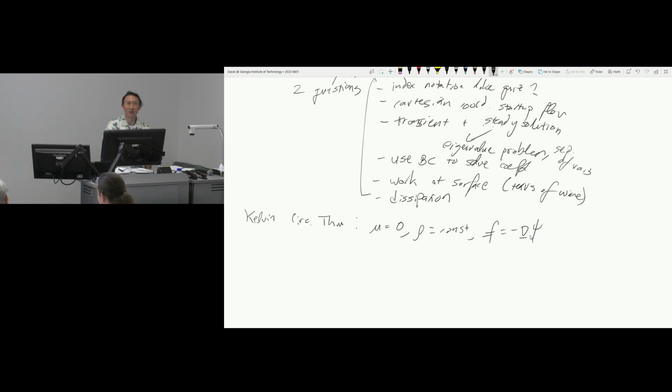Basically, it's path independent. For example, if I throw an object up, it gets its energy back as it goes back down. Like if you go up the stairs, you get the energy back as you go down the stairs. So this is what it means to be conservative.